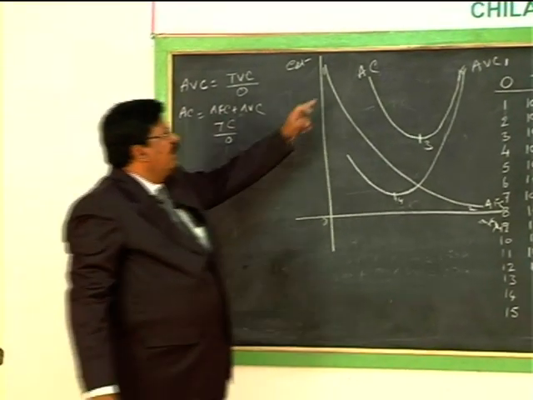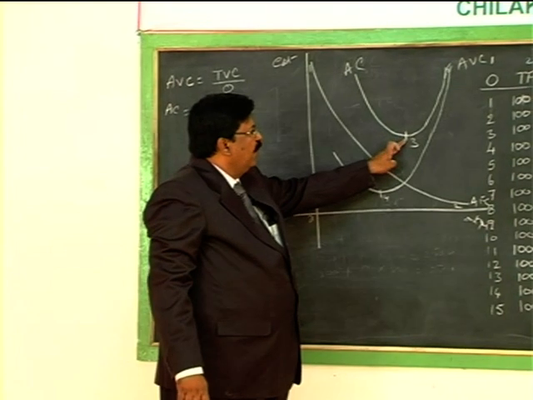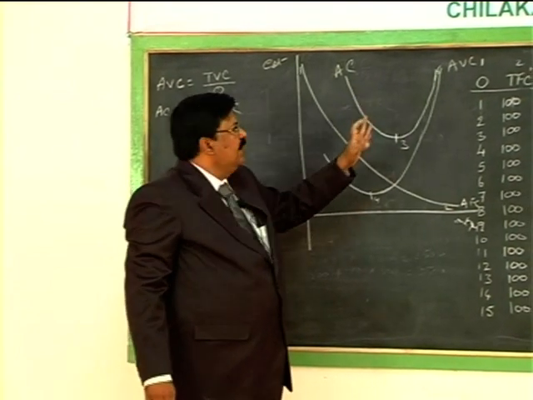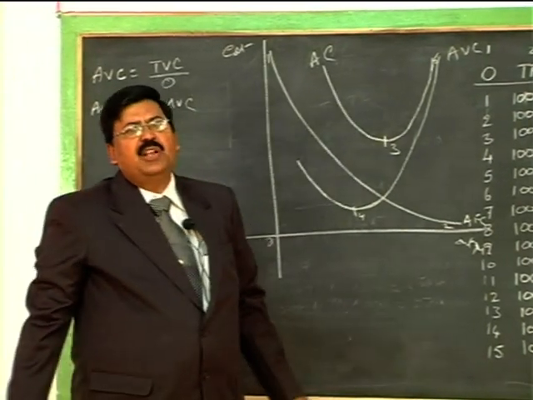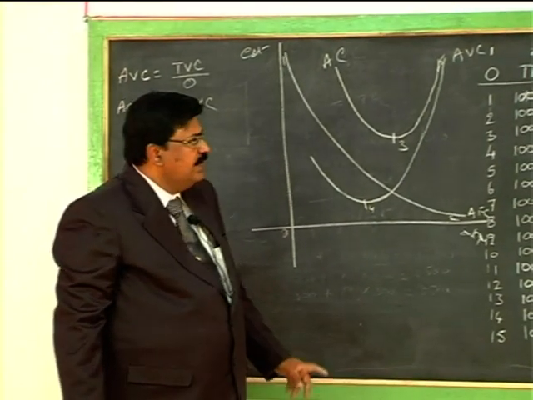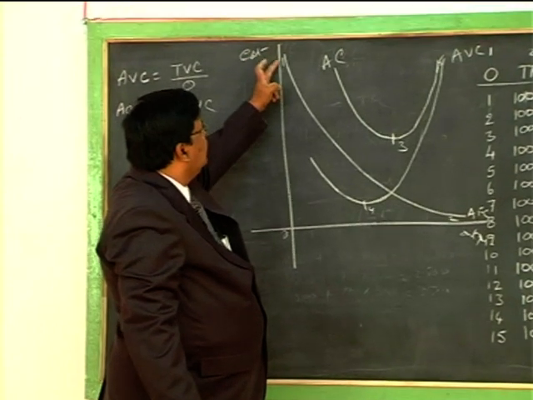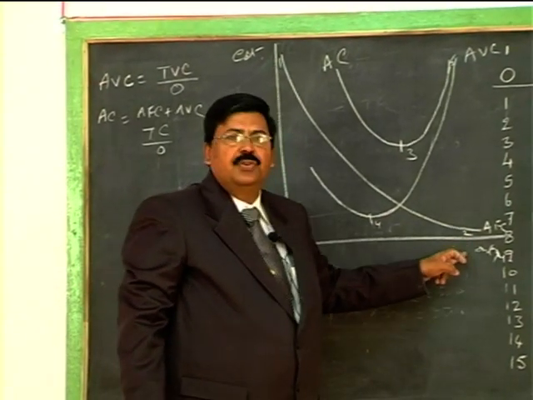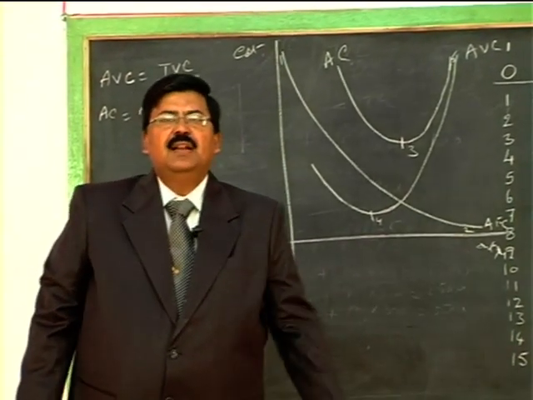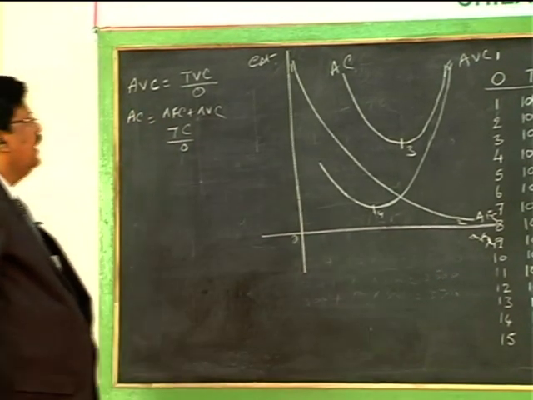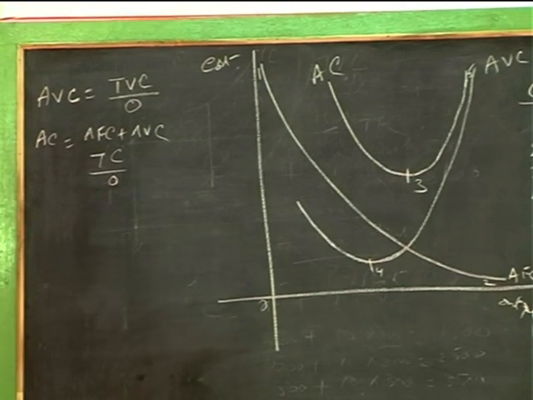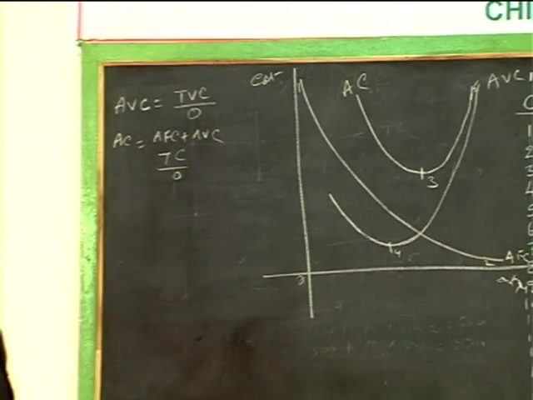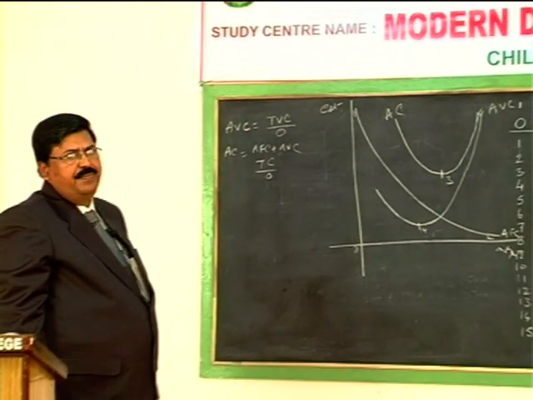So now let us see. Average cost initially declines, reaches minimum at point 3 and then rises. And it is asymptotically closer to AVC as indicated by point 5. AFC is asymptotically closer to the y-axis at 1 or closer to the x-axis at 2. And similarly, AVC is asymptotically closer to AC as indicated by point 5. Now the last and most important function is MC.